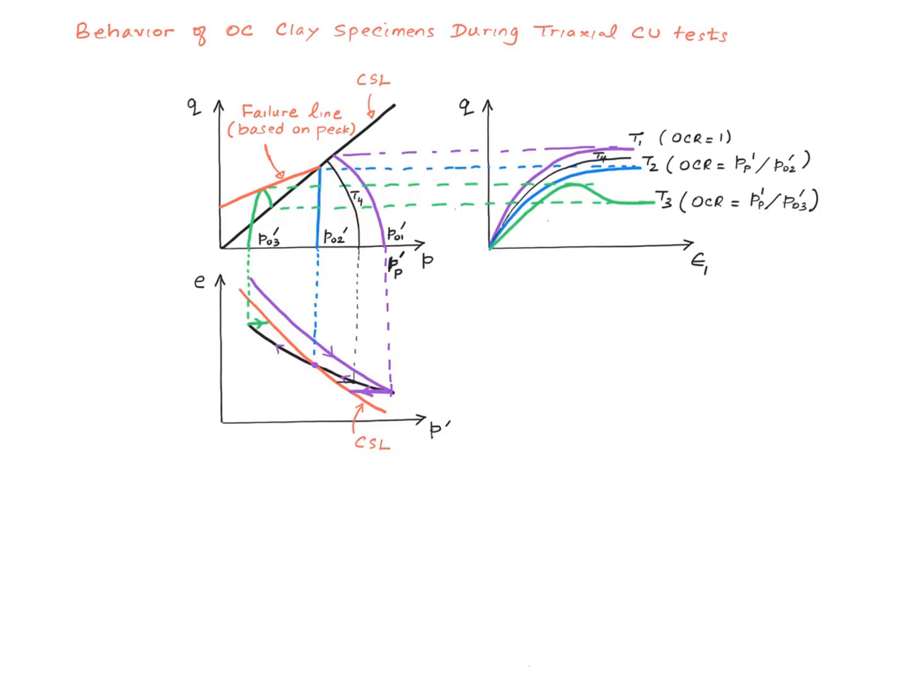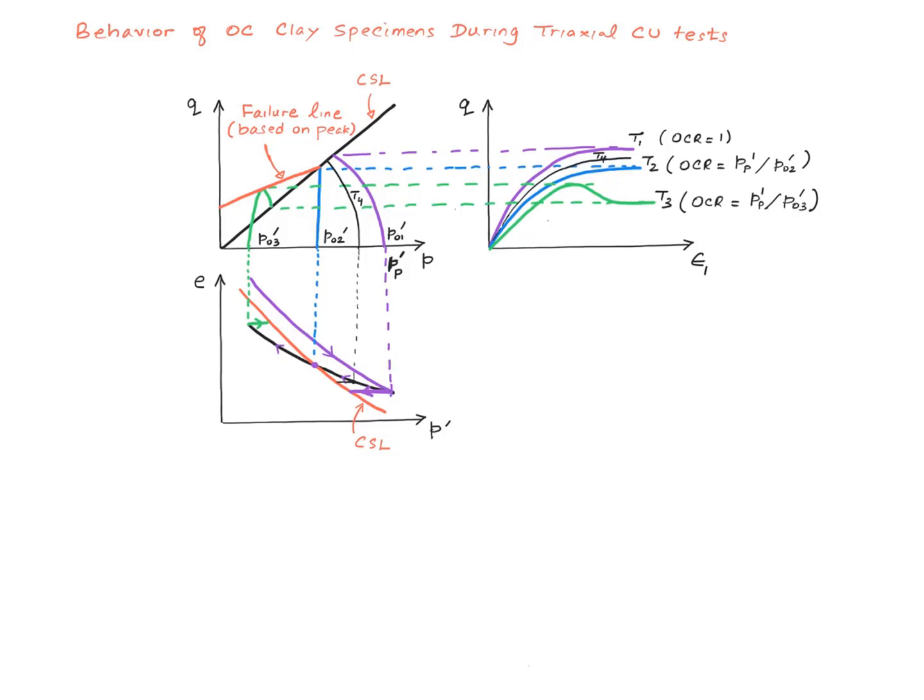It'll lean to the left in the p-q space, fail on the same critical state line, and in the e-p prime space, this path will still move towards the critical state line. The failure point will still lie on the critical state line, and in the q-epsilon 1 space, you have a nice hardening type of smooth curve. When the initial point lies to the right of the critical state line, that is between the virgin compression line and the critical state line, we would call such soils lightly overconsolidated. So the behavior of lightly overconsolidated soil is pretty similar to each other.